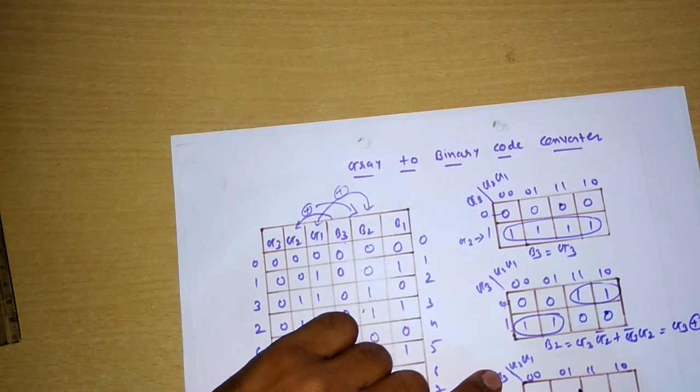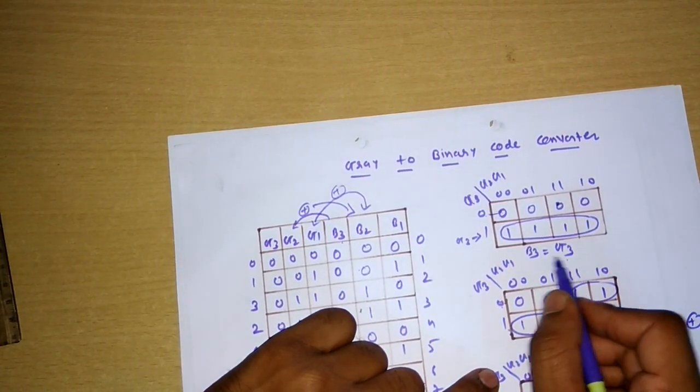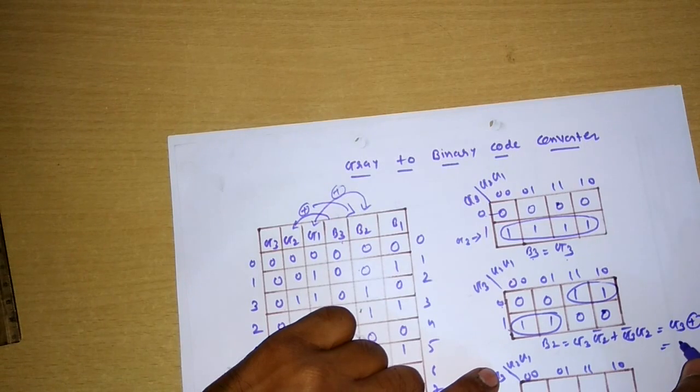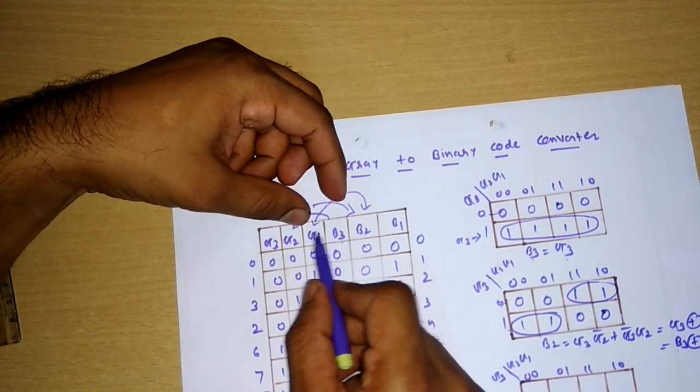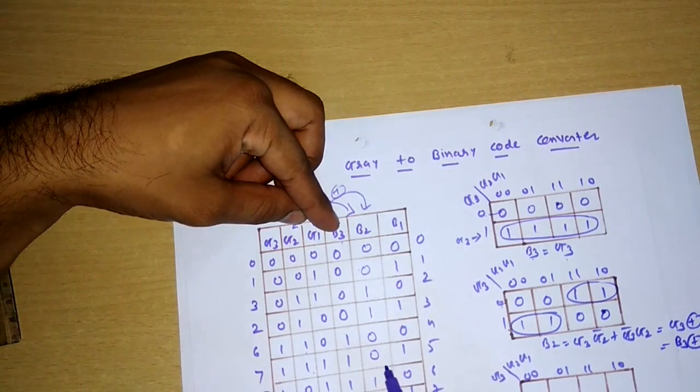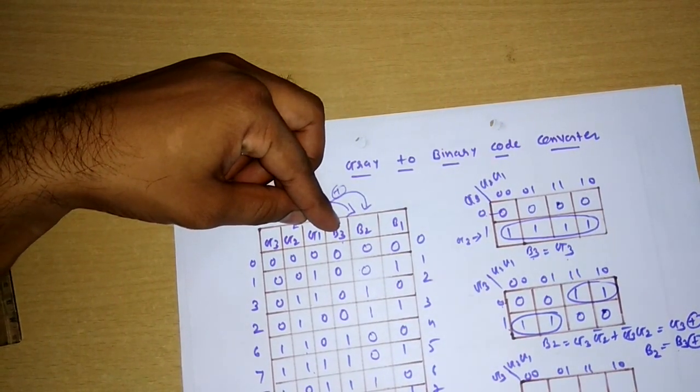But what was the logic? See here, G3 is exactly equal to B3. So can we write G3 is equal to B3 here? So the equation becomes B3 XOR with G2. That is what the logic is. B3 XOR with G2, that will give you the B2 column. So this is how to get B2.